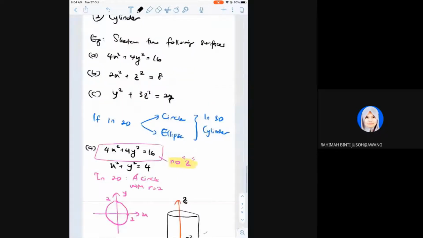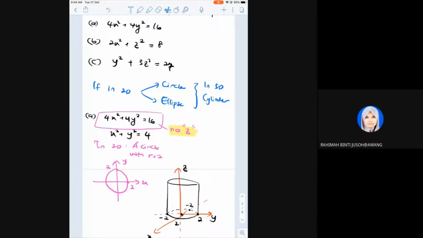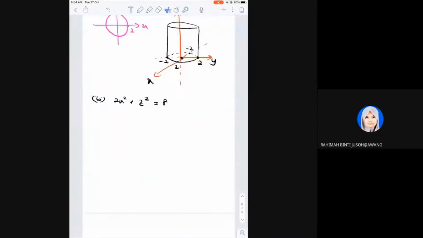Alright, so question B. Okay, this is a circle or ellipse? Ellipse. Okay, well done. So we will have ellipse. If you divide everything by 8, we will have x squared over 4 plus z squared over 8 equals to 1. So this is an ellipse. What is the major axis? Z. Z, yes.